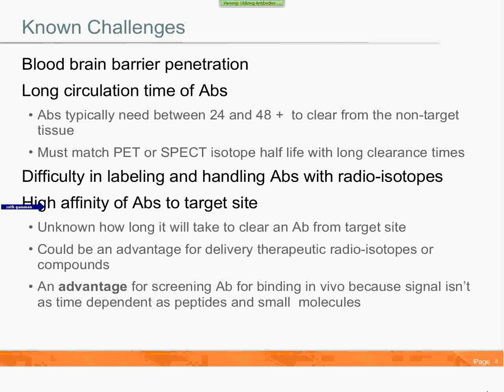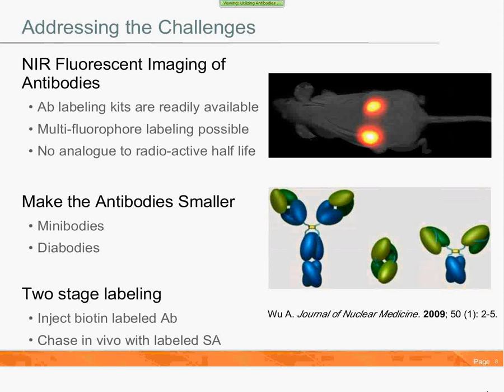Another solution is to make antibodies smaller. This has been nicely highlighted by the work of Dr. Anna Wu. Here, rather than having very large antibodies with long circulation time, you create minibodies or diabodies that are smaller. In addition, there are two-stage labeling processes where you inject either an antibody or a smaller minibody or diabody that has been labeled with, for example, biotin or some other affinity ligand. Thus, you can wait around for that to clear away from the body. There's no radiotracer attached to it to decay. You then chase it with a radio-labeled streptavidin.